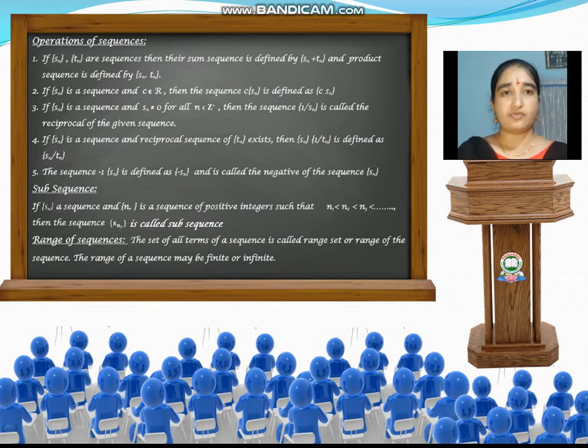Now, range of the sequence. Range of the sequence means the number of elements in a sequence. For example, if you consider your classroom, how many members will be there in the classroom? That is the range of the sequence.